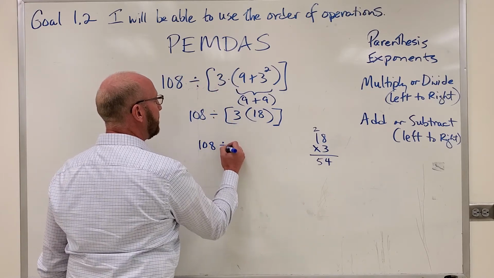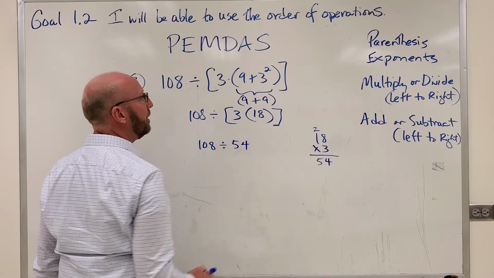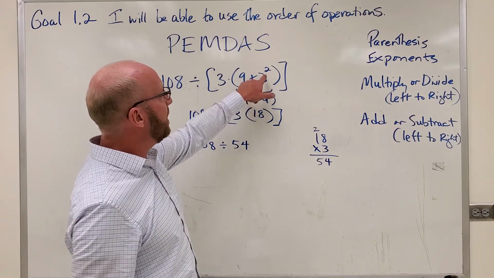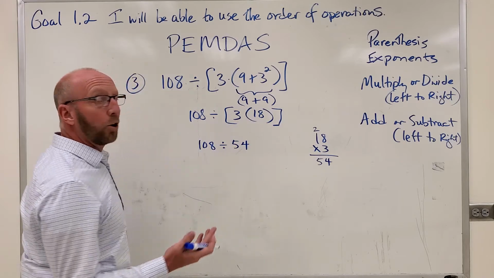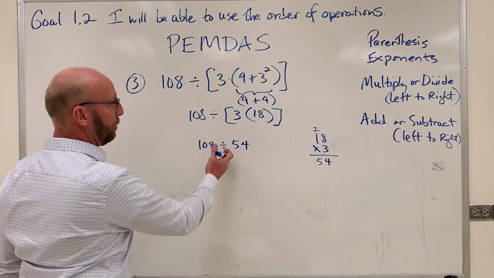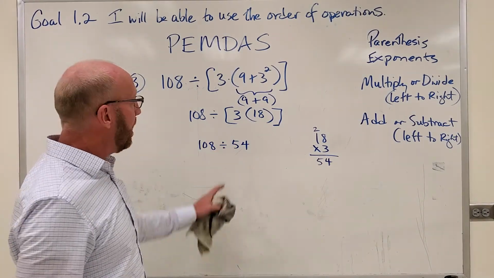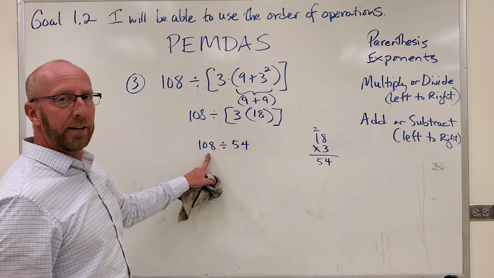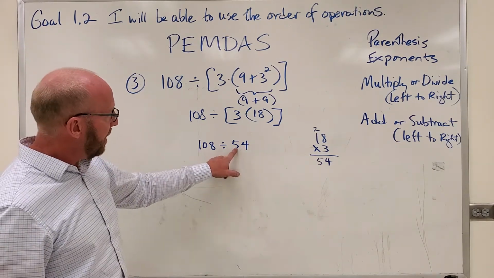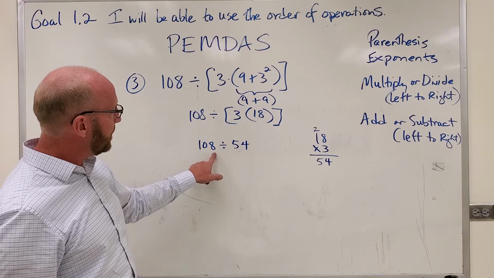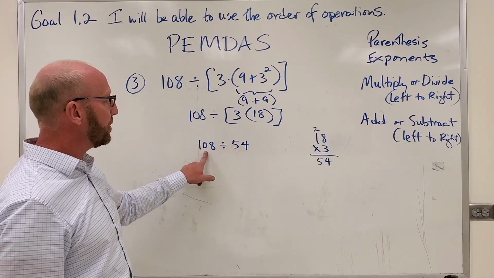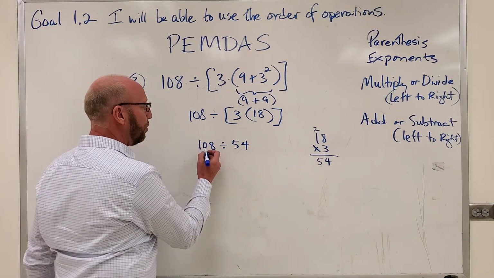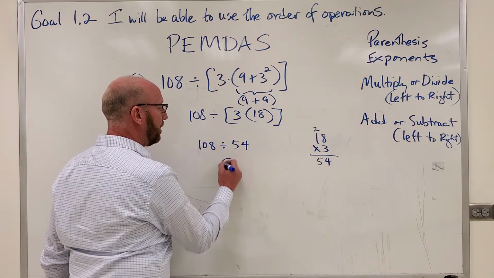108 divided by 54. So I've done parentheses, I've done the exponents, I did the big bracket. Now I multiply or divide left to right. There's only one thing left to do, and that's to divide. How many 54s in 108? Notice, 5 goes into 10 twice, 4 goes into 8 twice. Two 54s go into 108. So the answer, 108 divided by 54, is 2.